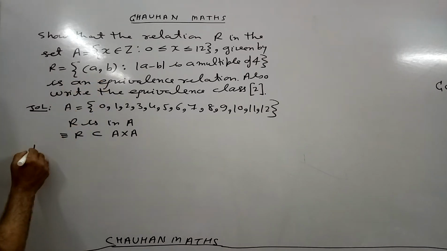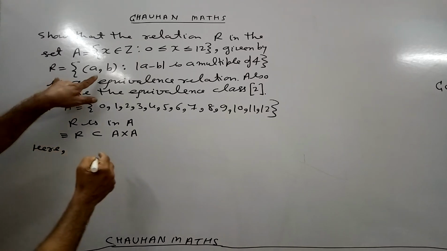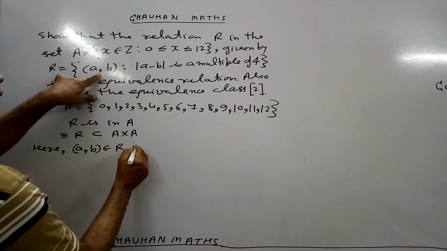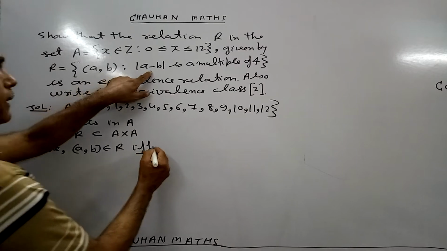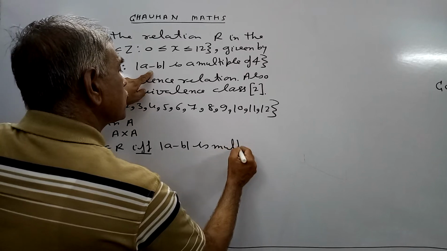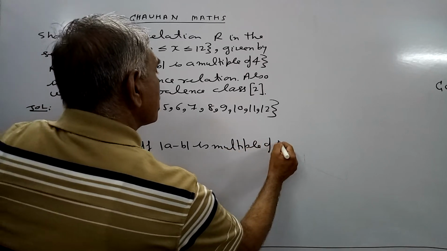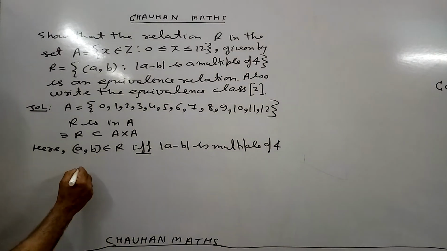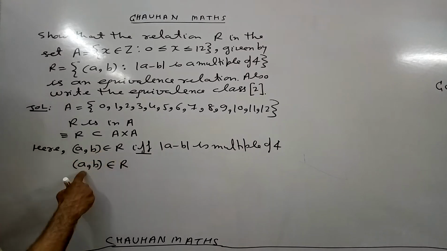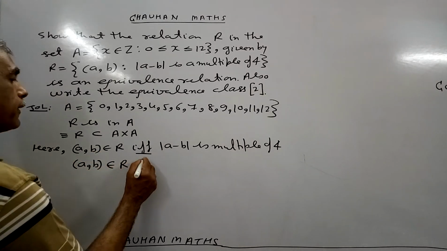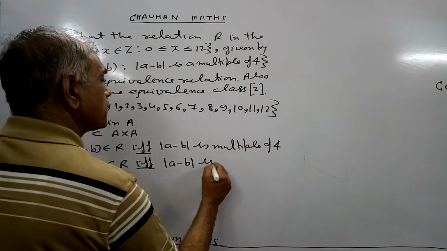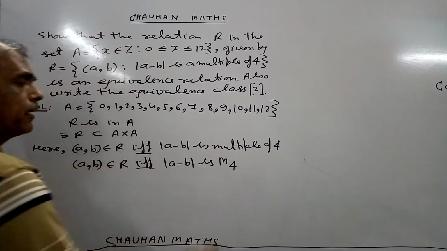Now, in this case, (a, b) belongs to R if and only if |a − b| is a multiple of 4. We rewrite in short: (a, b) belongs to R, a is related with b, if and only if |a − b| is a multiple of 4. We write M4.